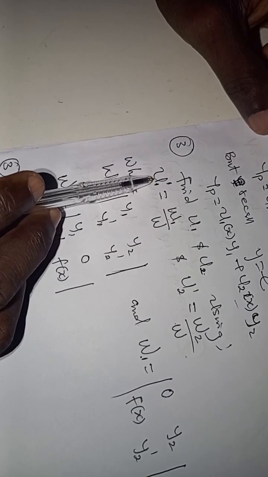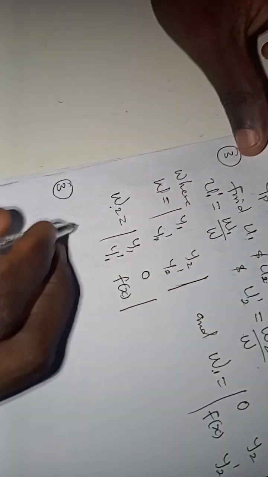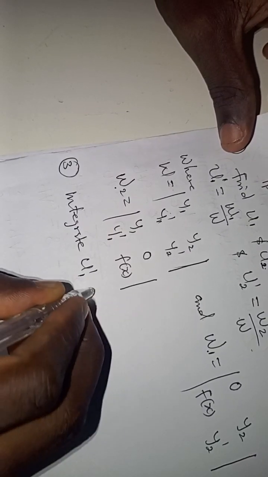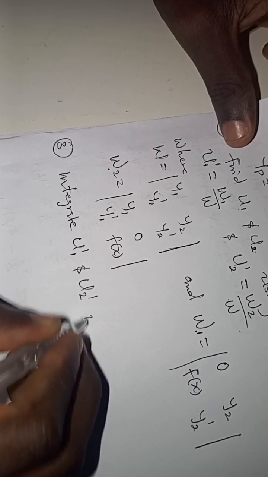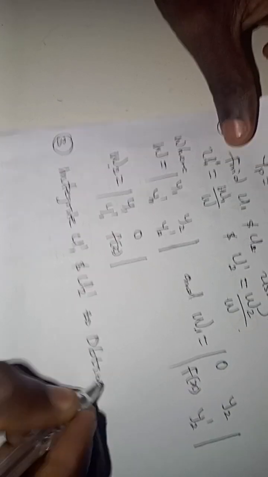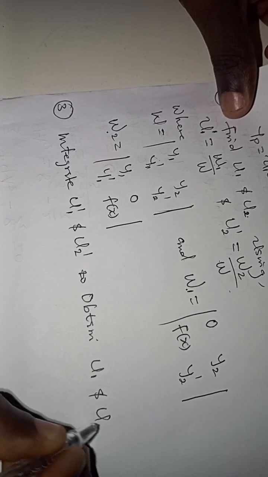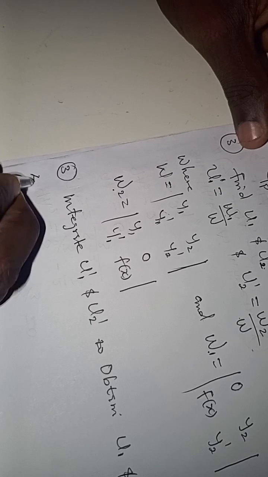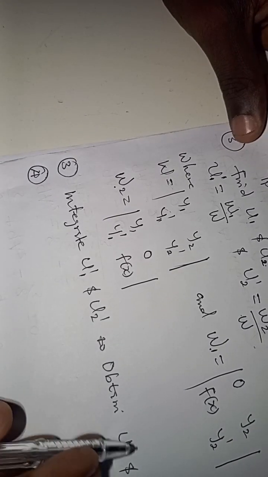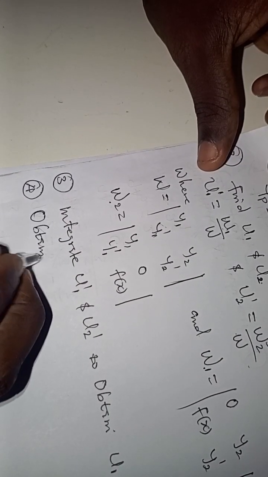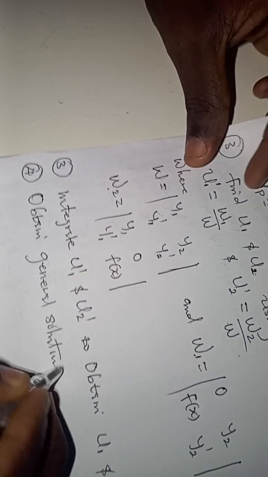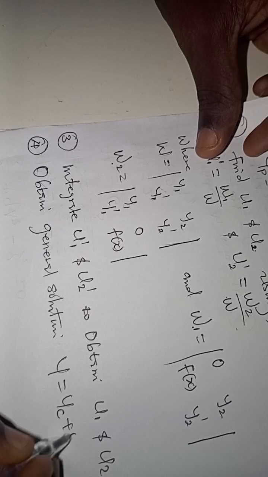After you've gotten u1 prime and u2 prime, you are going to integrate them in order to obtain u1 and u2. Then thirdly, and lastly, after you've obtained this, you substitute it back into this equation, then you obtain your general solution: y equal to yc plus yp.